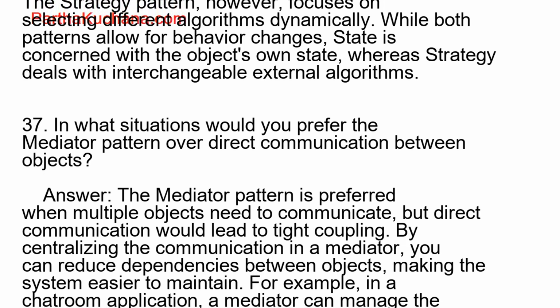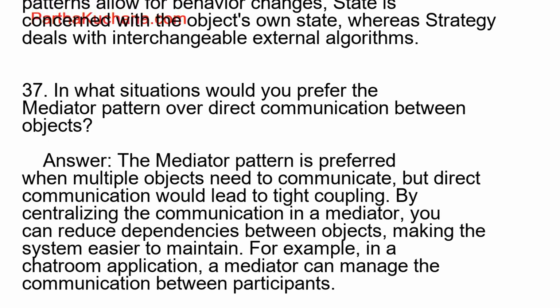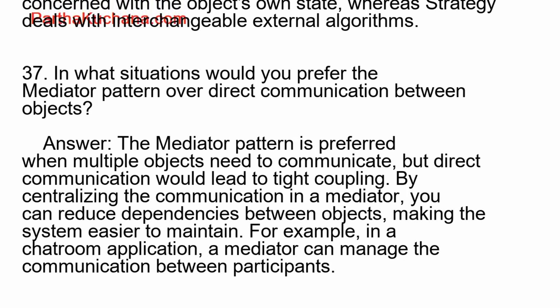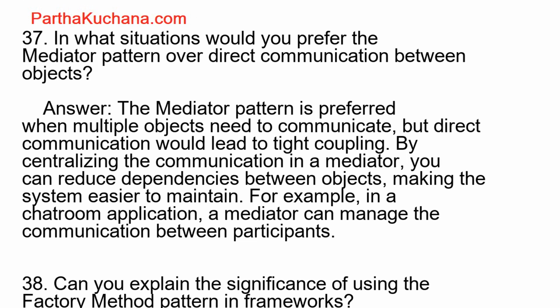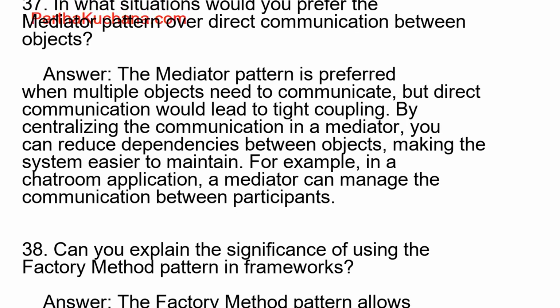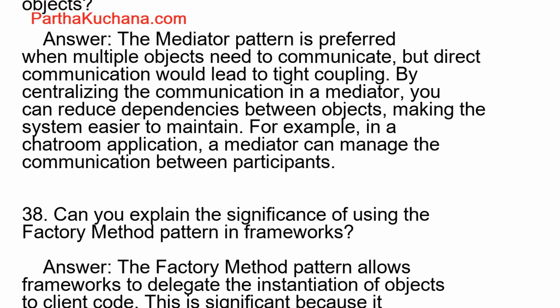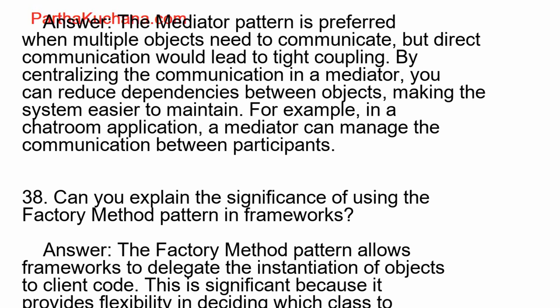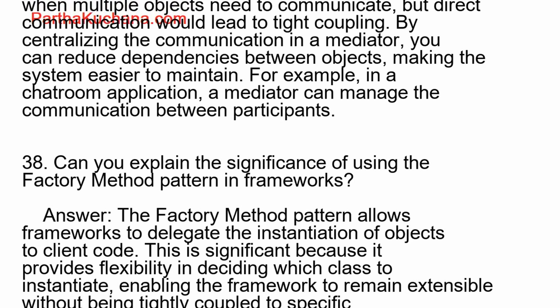39. How would you use the builder pattern to construct a complex object with optional parts? Answer. The builder pattern allows you to construct a complex object step by step, specifying only the parts that are necessary. For example, when building a car, the builder can add optional features like sunroofs or sound systems without requiring the client to pass all parameters at once. This makes object creation more flexible and readable.